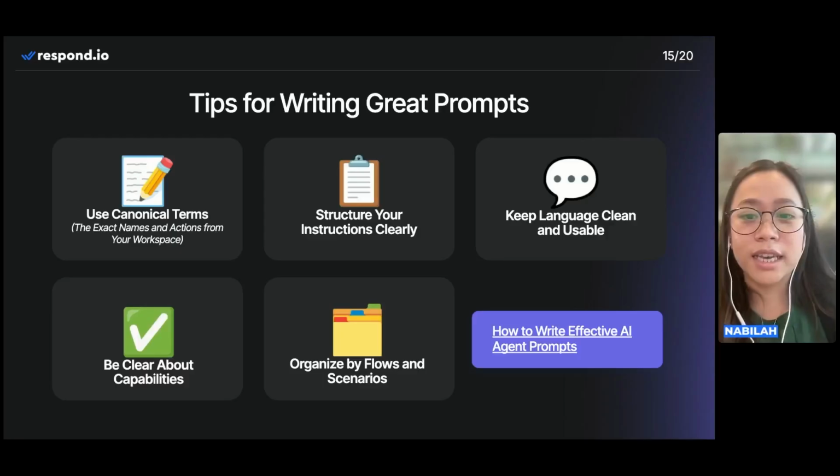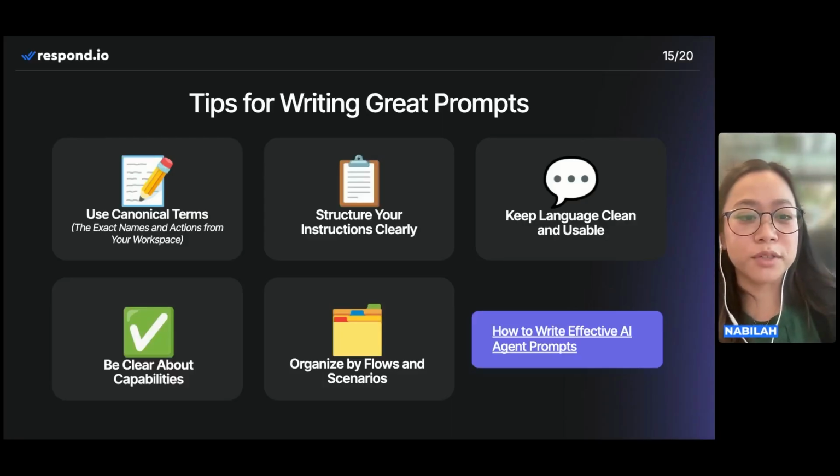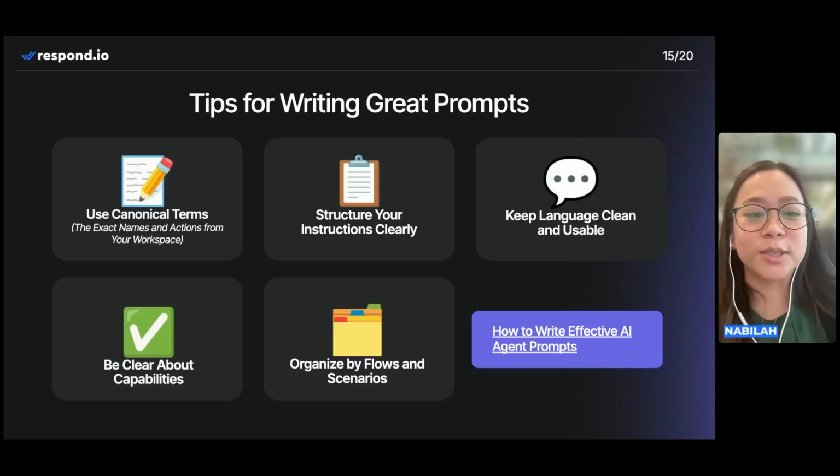Yeah. And fourth, being clear about capabilities. If you'd like your AI agent to be able to assign, enable the assignment action. If you want it to also close conversations, enable the closing conversation action too. So make sure that you are clear about your capabilities and match them accordingly.